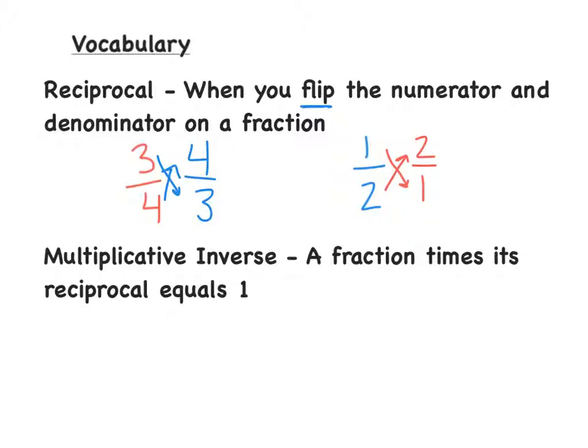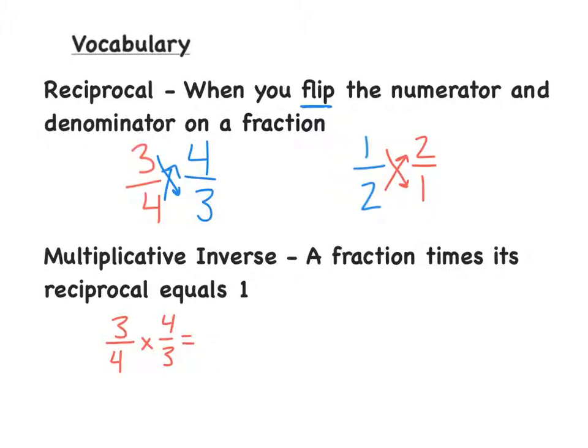Alright, the next vocab word is the multiplicative inverse. The multiplicative inverse, this is a property, just like the associative property or the commutative property. But the multiplicative inverse states any fraction times its reciprocal is equal to 1. So let's just take this 3/4. So if we have 3/4 times 4/3, 4/3 is the reciprocal.